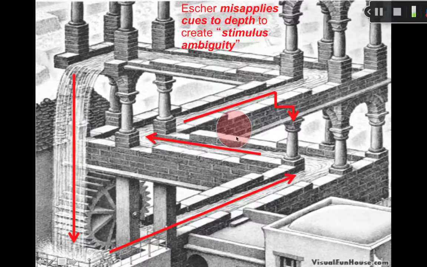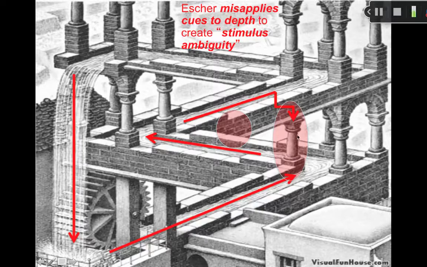So that works. That little part of it works. But as we travel back, we see this part here. What's going on here? A couple of different things. This column, Escher has used interposition to give the illusion of three dimensions. That is, this appears to be closer to us than the wall behind it.